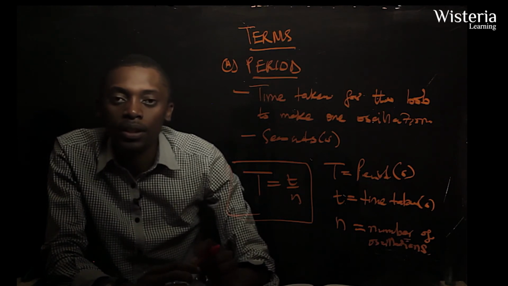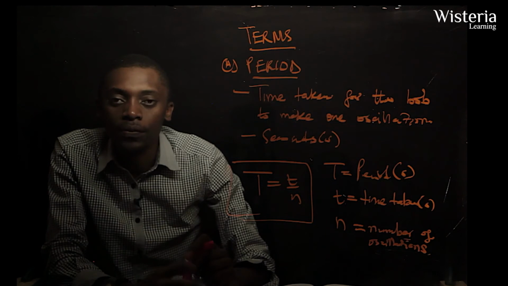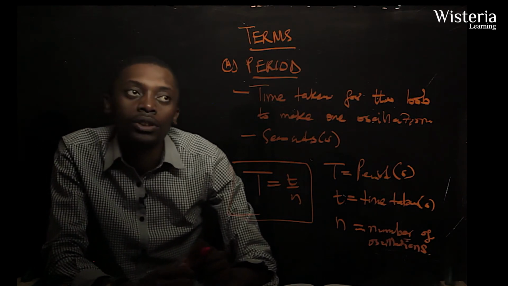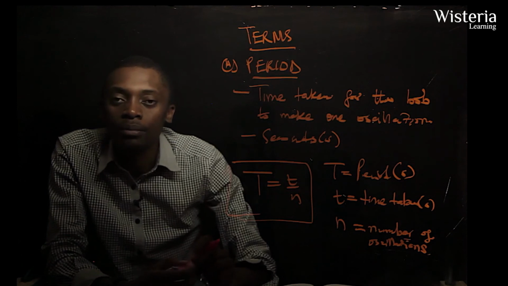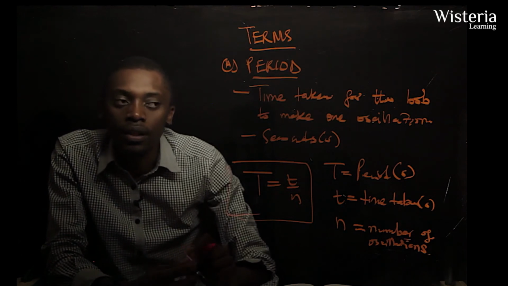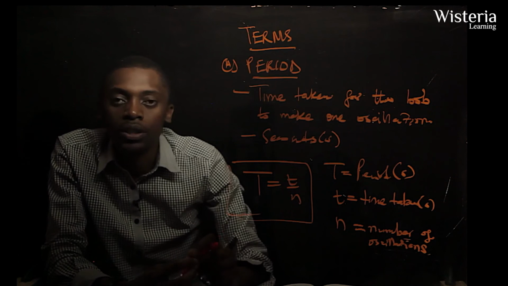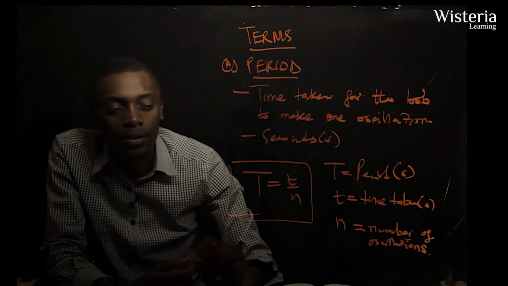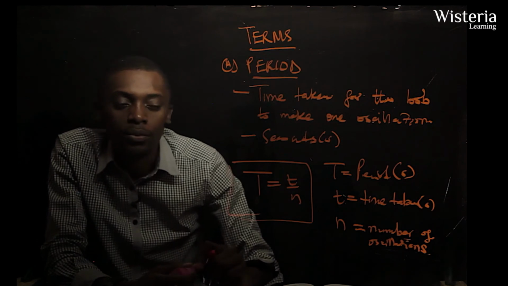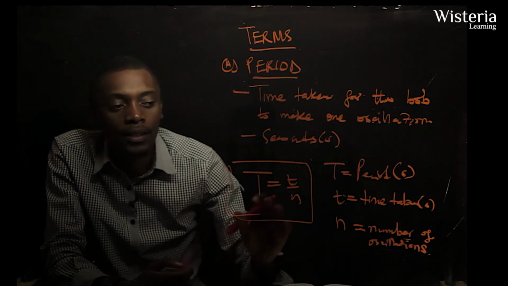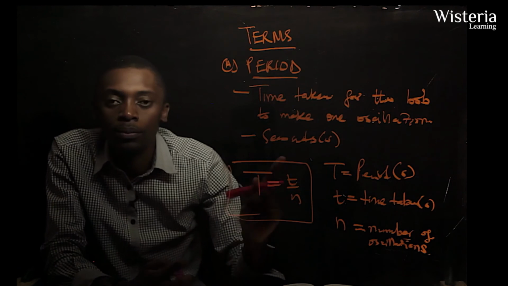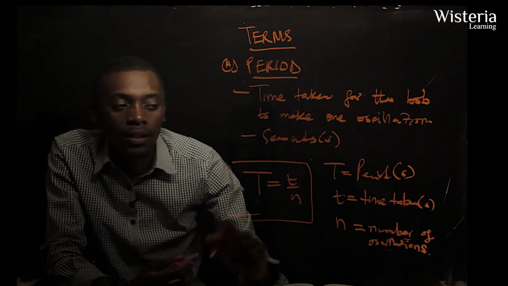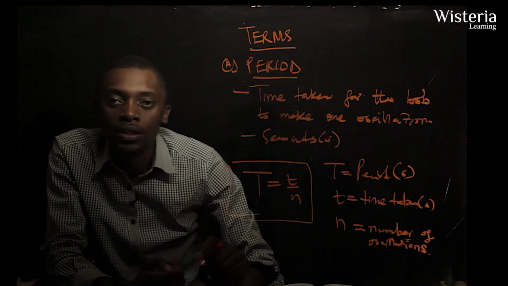In summary, it is the time it takes for the bulb to complete an oscillation, and we measure the period of a pendulum in units known as seconds. This is the formula we can use to determine the period of a pendulum. We say capital T is equal to small t divided by small n, where t is the time it takes for the bulb to make several oscillations, and n is the number of oscillations that it makes.